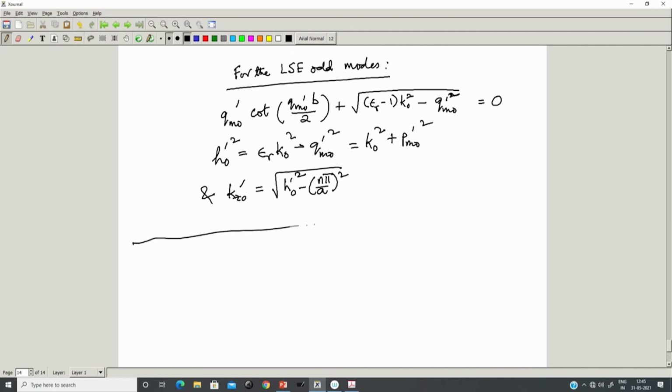Okay. So, this completes our treatment of the NRD guide, including the field expressions and the characteristic equations for the modes, together with the cutoff conditions for the hybrid modes of the NRD. So, thank you.